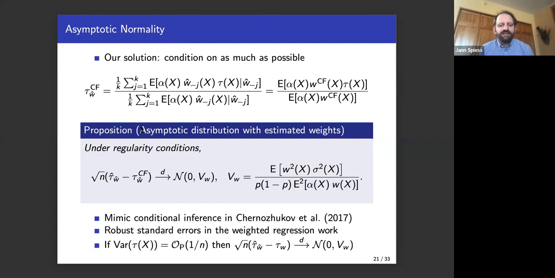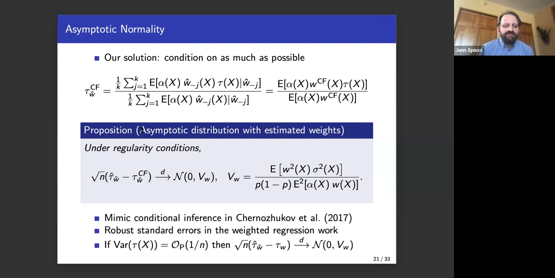And so that basically mimics the conditional inference approach in Victor Chernozhukov and co-authors' work on estimating heterogeneous treatment effects, where they also distinguish basically between variation that comes from constructing certain machine learning nuisance components in the data from the remaining variation. We can also, in the same set of assumptions, provide robust standard errors in the weighted regression and estimate this asymptotic variance consistently.